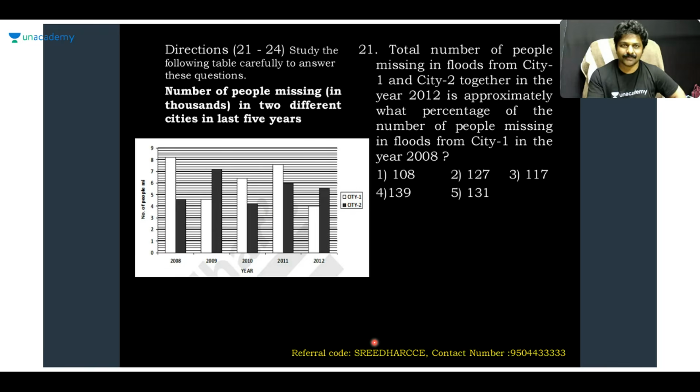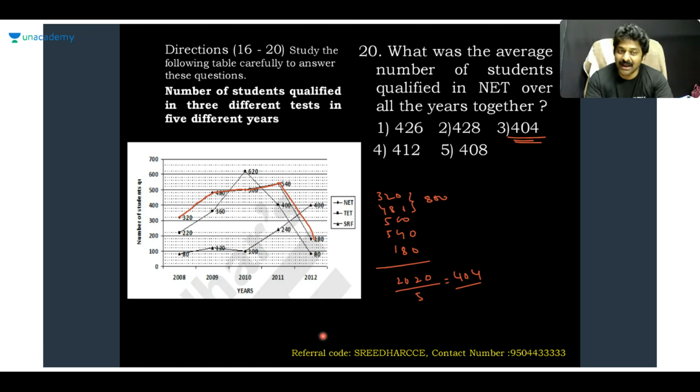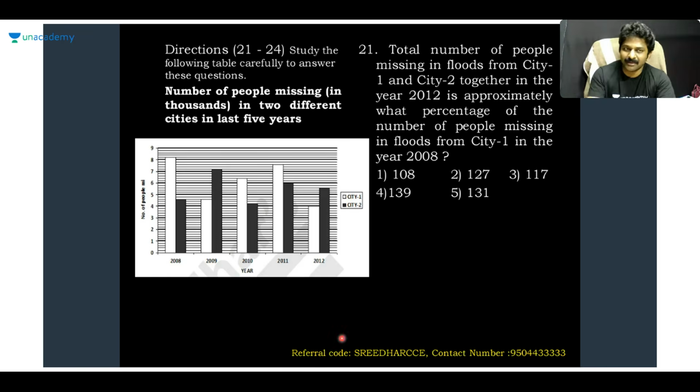Next. Come on. Yes, this is exactly what I'm talking about, guys. See, for the previous question, I asked you not to go for a table because values are clearly given. But when it comes to this set, values are not clear. You have only a pointer. So for these types of questions, you must go for table format. Table format is compulsory. Okay. Now, 2008, 9, 10, 11, 12.